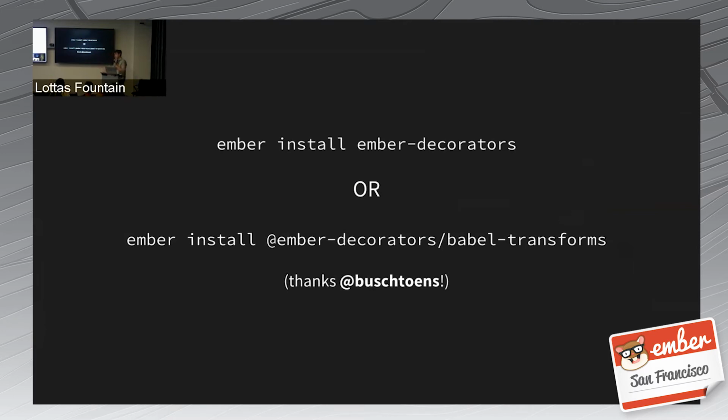So the first thing you would want to do is install the Ember decorators library itself. Whether or not you're going to be using the decorators, it also adds the class fields and decorators transforms. If you just want the transforms, however, we recently extracted them into a separate add-on that is just that, thanks to Bushtones. So you can just install that and get those transforms. Without class fields or decorators, I really don't recommend using ES classes. They're not ready yet.